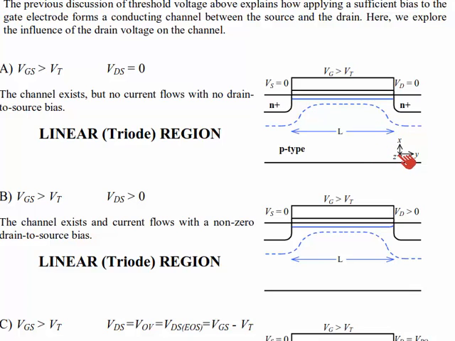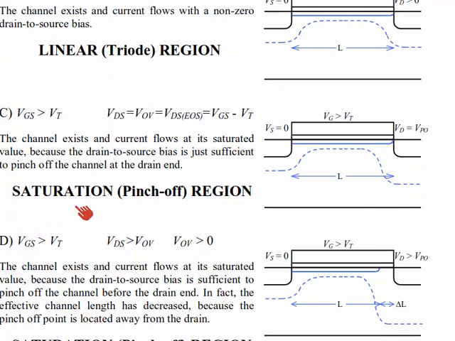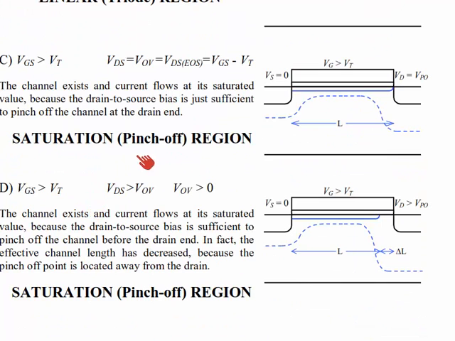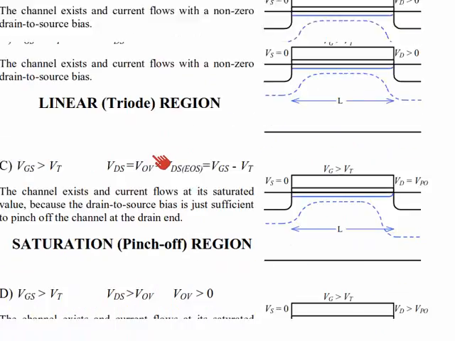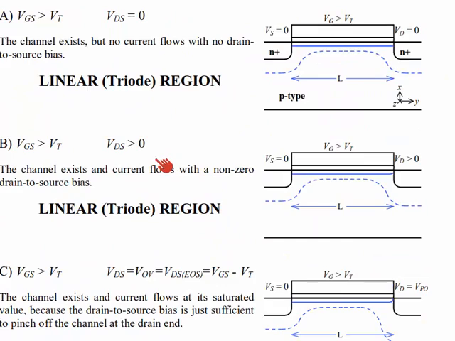We define directions X vertical, Y from source to drain, and Z into the plane of the drawing. The first two cases, A and B, describe the transistor operating in the linear or triode region. Cases C and D describe the transistor operating in saturation, also called the pinch-off region. So let's consider how these four cases work.